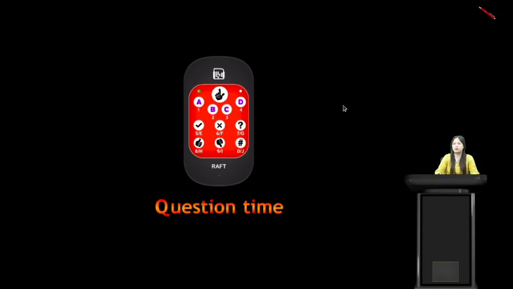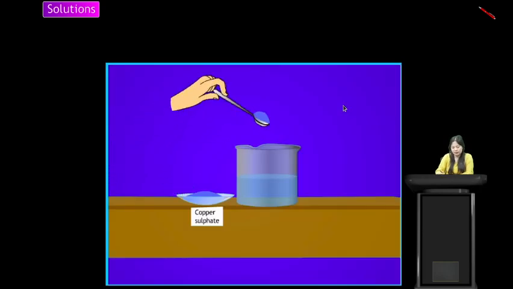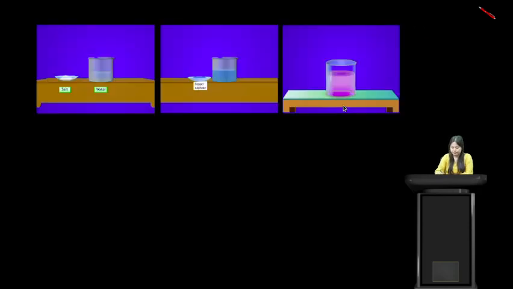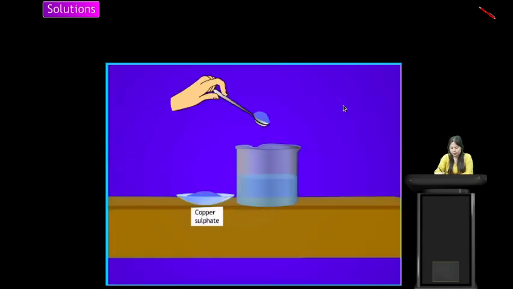Now let us see solutions. Remember the first beaker, copper sulfate in water. We will discuss that. So, solutions. What are solutions? When we mix copper sulfate in water, we get a copper sulfate plus water mixture. When we mix copper sulfate in water, we get copper sulfate solution. So what are solutions?